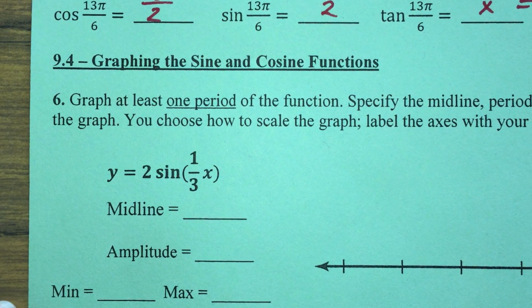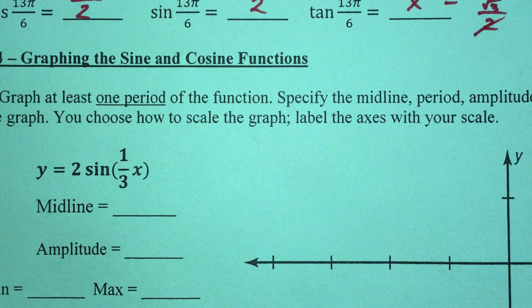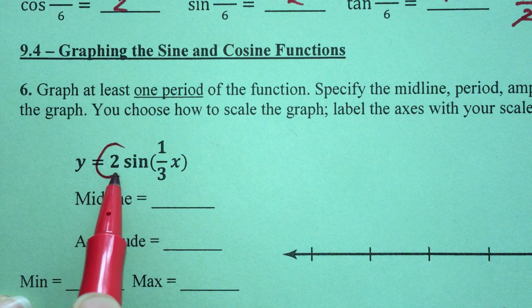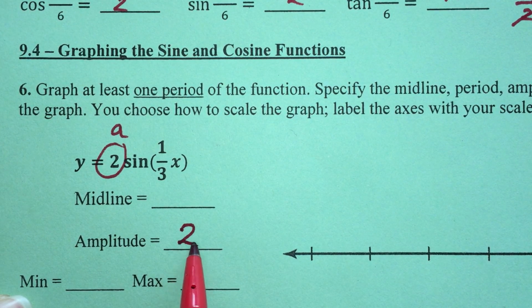And number 6, graph at least one period of the function, specify the midline, etc., and you choose how to scale the graph. So we're just looking at the different parts of the graph. We have A, B, and K. We aren't using H in this one, but A tells us, so this is our A value, that tells us the amplitude, or how stretched the graph becomes vertically. So amplitude is going to be 2.